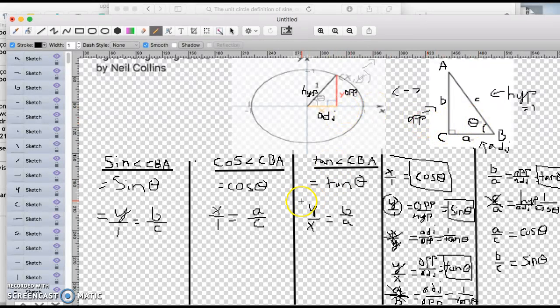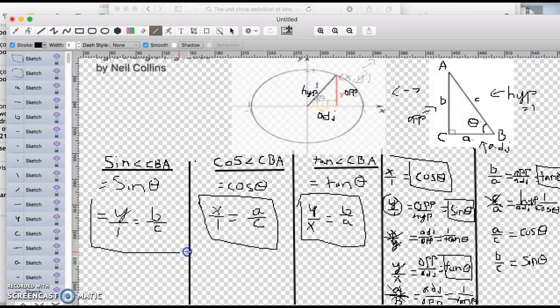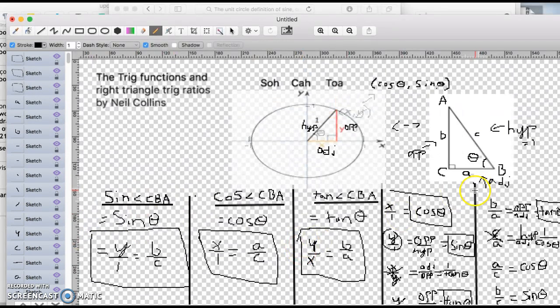So now we have found all of these expressions right here. We figured out how to match them, how to find them, how to understand how SOHCAHTOA applies to both a right triangle and unit circle, and just how it applies to trig functions and right triangle trig ratios.